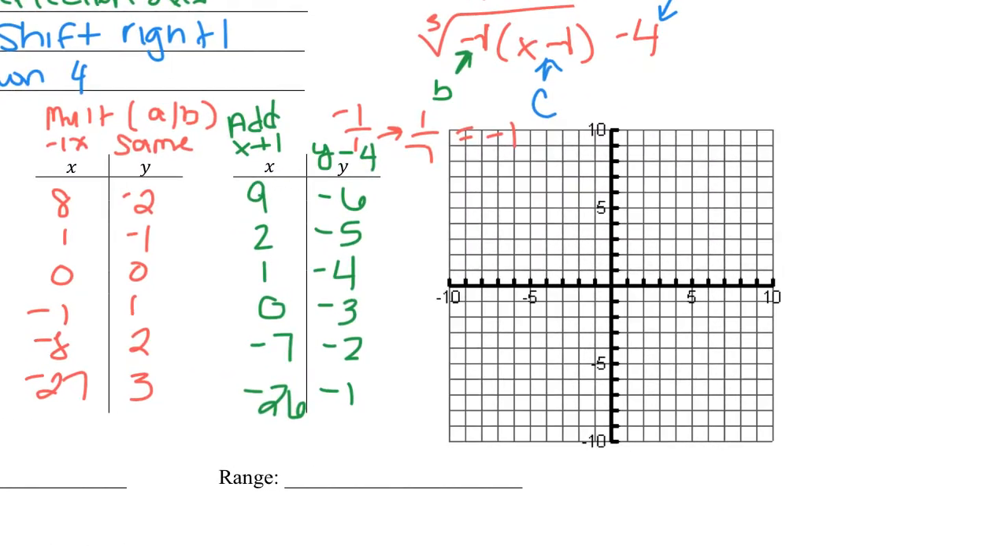So let's see if our graph matches our description. So you have (9, -6). Then you have (2, -5), (1, -4).